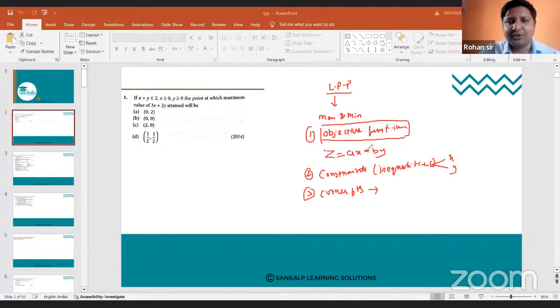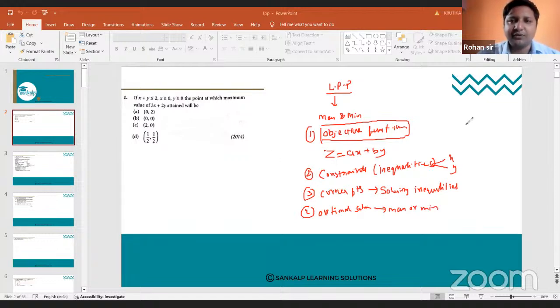The first one is the objective function, Z equals ax plus by. Second, constraints, and third is corner points. Corner points are obtained by solving the inequalities. When we solve the inequalities and plot the graph, we get the corner points. And the last one is the optimal solution. These are the points which give us the maximum or minimum value.